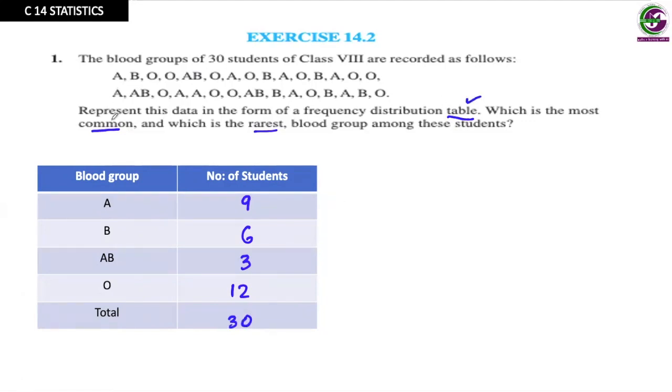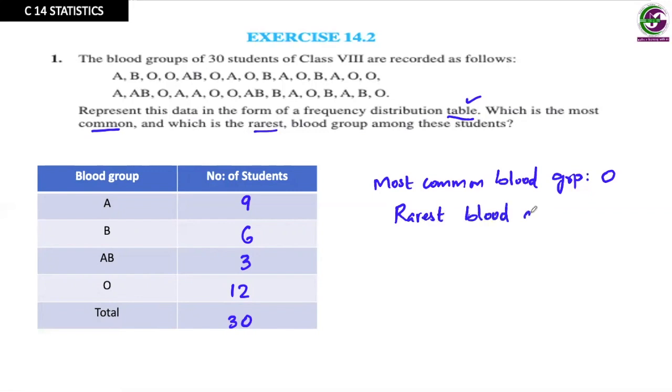Second part is, what's the most common blood group? Most common blood group means we choose the highest frequency, which is 12, corresponding to group O. Rarest blood group from this class is AB. Let's see the next one.